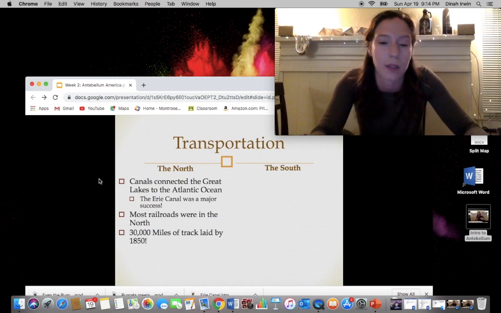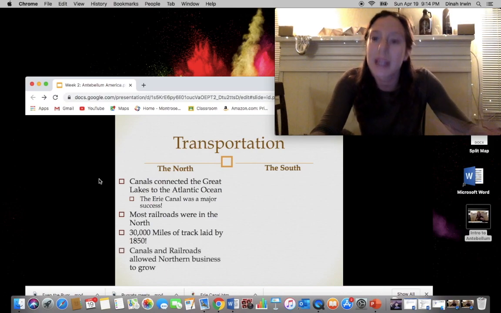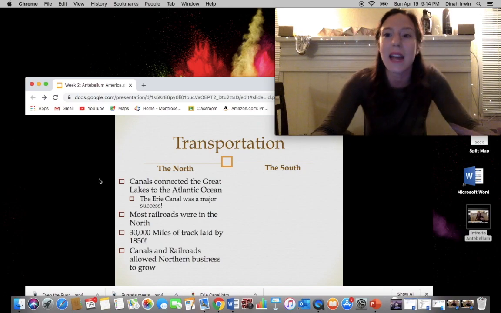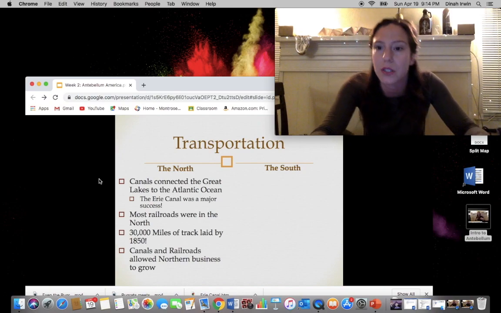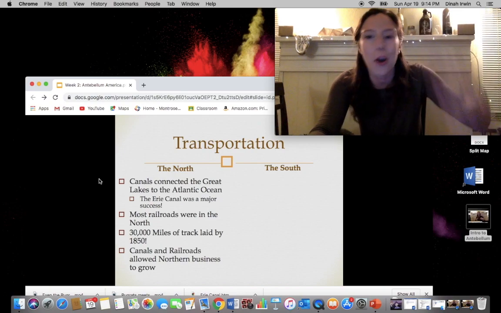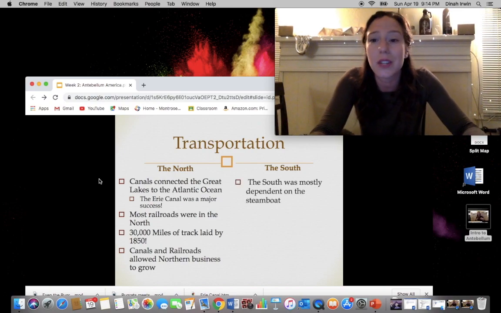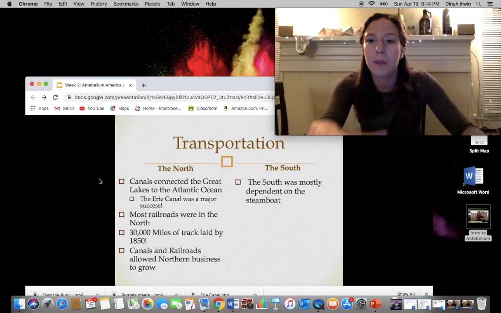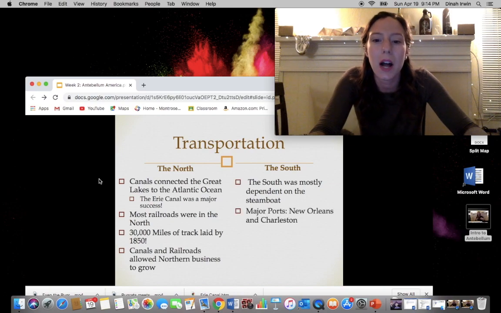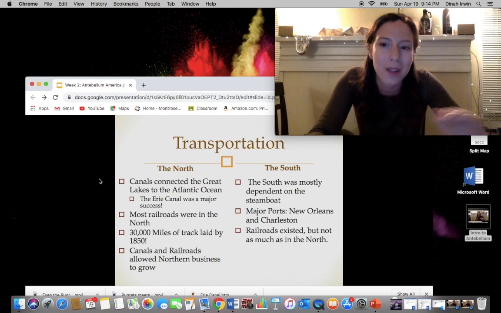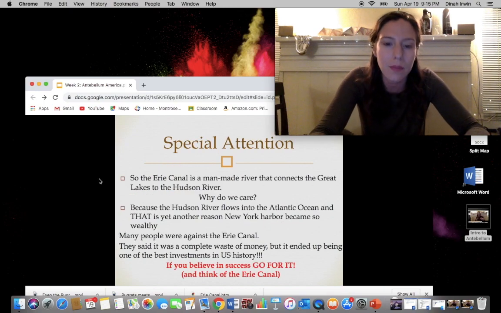It's like nuts, okay? And canals and railroads allowed northern business to go, getting resources to the factories, getting the finished goods from the factories to wherever it is they're going to be sold. So just movement, production, we're going places. It's awesome. The South is going to be dependent on the steamboat using the Mississippi River, okay, and all of these little channels that they have. The major ports are New Orleans and Charleston. Railroads did exist, but not as much as in the North. Way more existed in the North, okay.